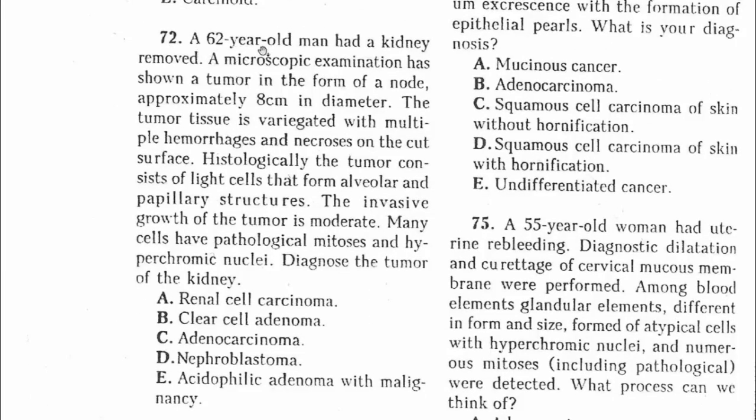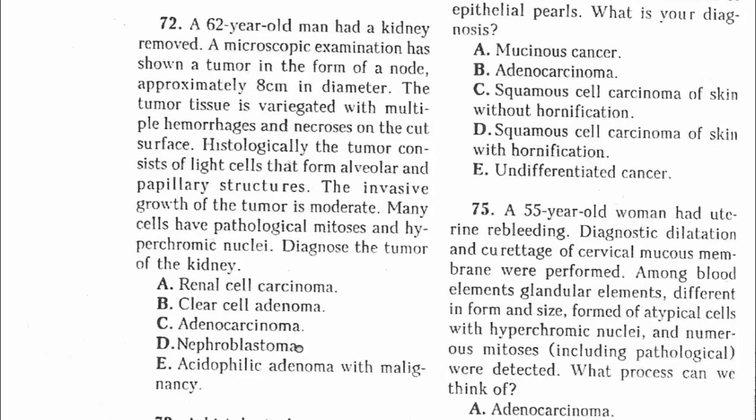72. A 62-year-old man had a kidney removed. A microscopic examination has shown a tumor in the form of a node, approximately 8 centimeters in diameter. The tumor tissue is variegated with multiple hemorrhages and necrosis on the cut surface. Histologically, the tumor consists of light cells that form alveolar and papillary structures. The invasive growth of the tumor is moderate. Many cells have pathological mitosis and hyperchromic nuclei. Diagnose the tumor. This is simply cancer of the kidney, and cancer of the kidney is also called renal cell carcinoma. Finish. Answer is A.